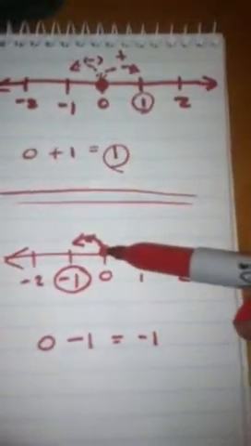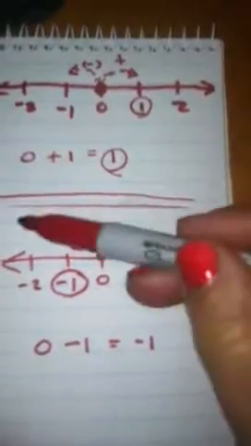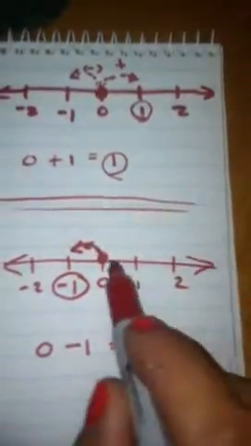However, it might be easier to just think of this as a map. A minus sign means to go that way to the minus sign, and a plus sign means to go this way to the positive sign.